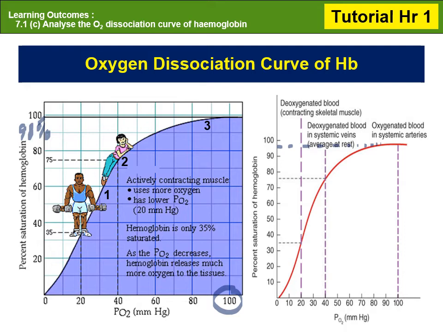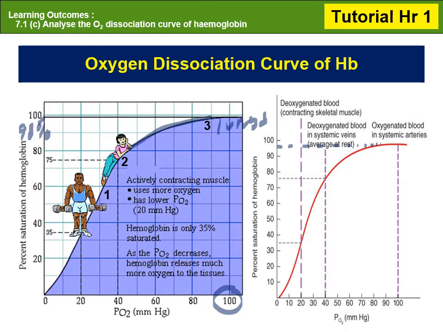Hanya 98% sahaja hemoglobin saturated dengan oksigen pada partial pressure of oxygen yang paling tinggi. Ini dekat lungs. Kenapa tak boleh capai 100%? Because some oxygen will dissolve into the plasma, so dapat 98% saja. Okay, so when the blood leaves the lungs ataupun alveolus, ini dalam keadaan resting. Kalian lihat orang ni baring je, resting.